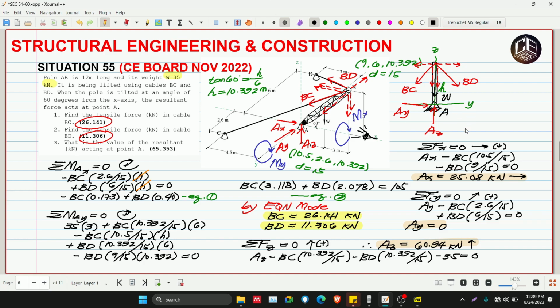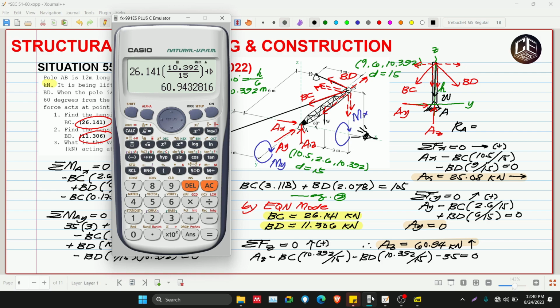So, next naman is makukuha na natin yung ating resultant force sa RA. I mean, resultant force sa support at A. So, that is, meron ba dito? Wala na, no? Anyway, square root of A squared, B squared plus C squared. So, 25.08. And then yung B is 0. And then yung C natin is 60.94. So, 65.90.